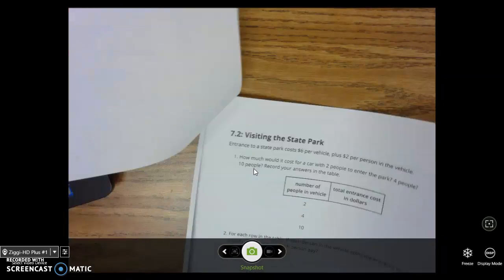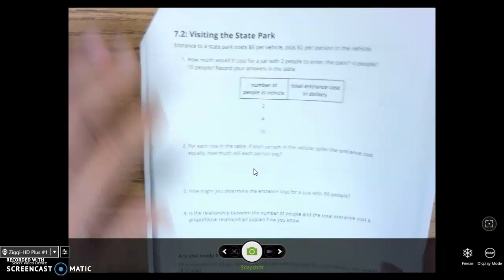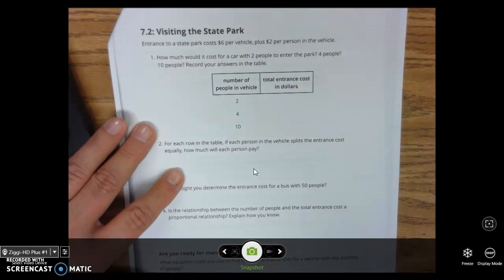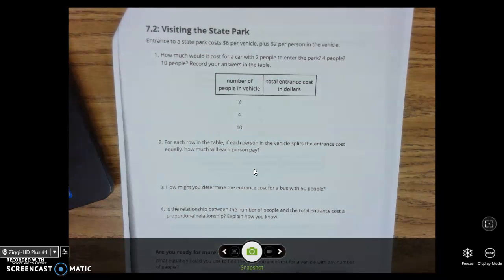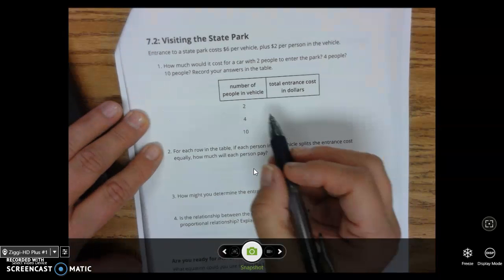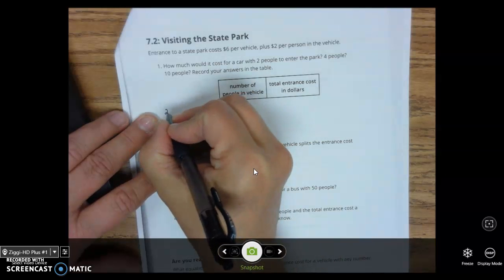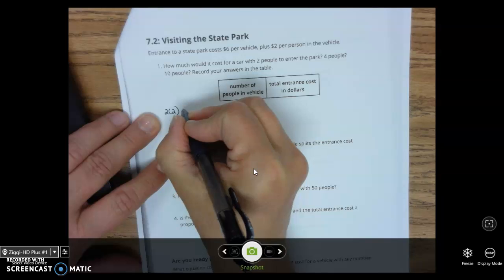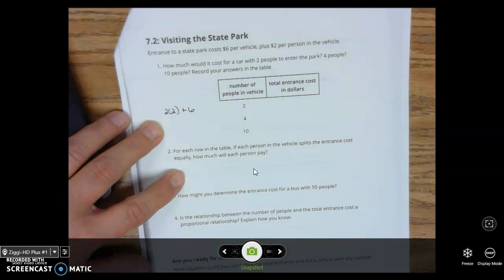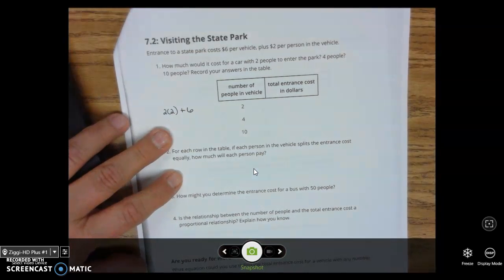Okay, the next activity is visiting the state park. Entrance to a state park costs $6 per vehicle, plus $2 per person in the vehicle. How much would it cost for a car with 2 people to enter the park? Or 4 or 10? So we want to fill out this chart. So if we have 2 people, right, each of those people are going to pay $2, and we're going to pay $6 for the car to get into the park. So that would be $10.